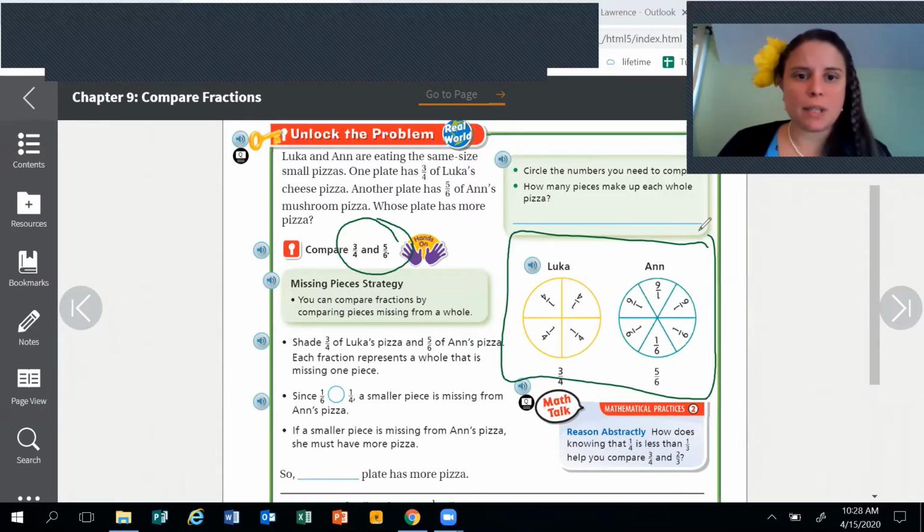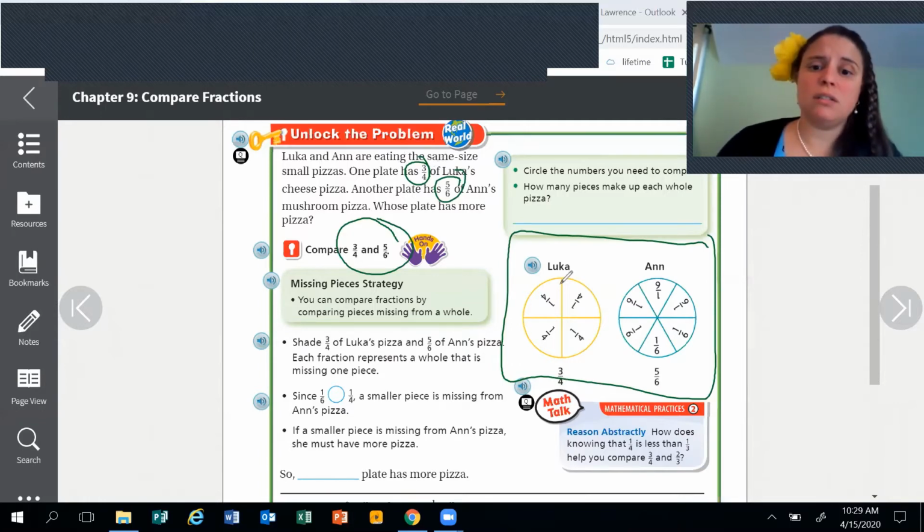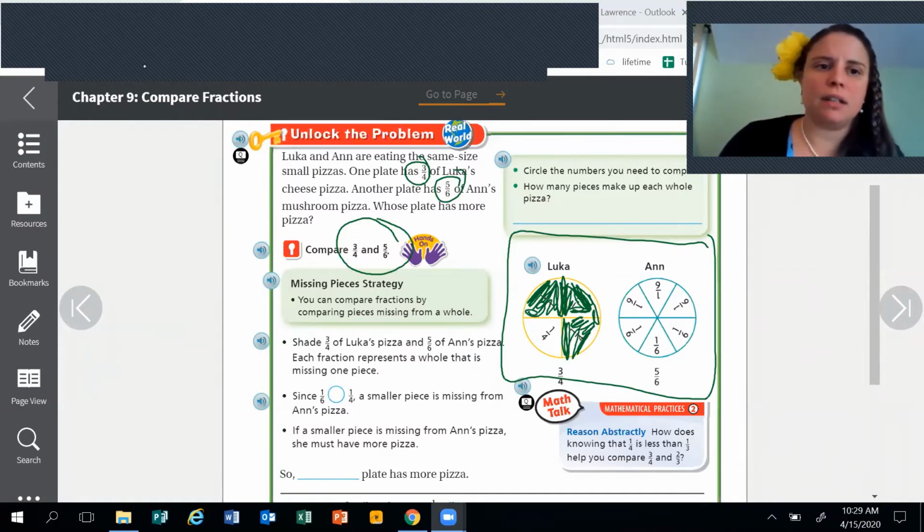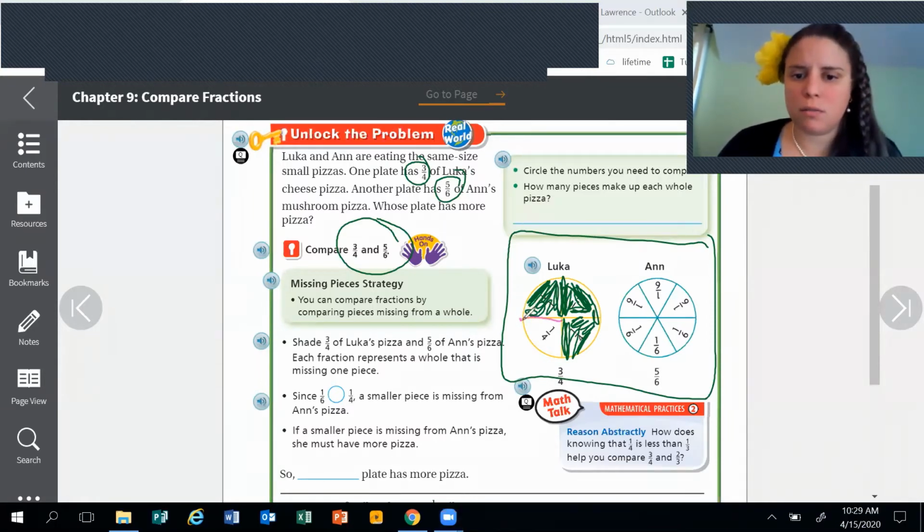Luca and Anne are eating the same size small pizza. One plate has 3/4 of Luca's cheese pizza. Another plate has 5/6 of Anne's mushroom pizza. Whose plate has more pizza? So we're going to go ahead and we're going to fill in our diagram. There's 1/4. There's 2/4. There's 3/4. Notice how I'm staying in the line. I don't want to scribble over here because I might confuse myself, right? I want to make sure that I can tell where the fraction begins and where the fraction ends. Right? We got that.